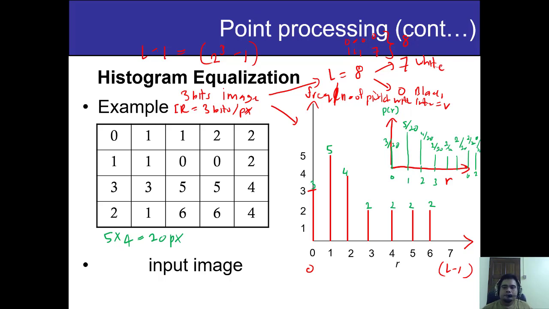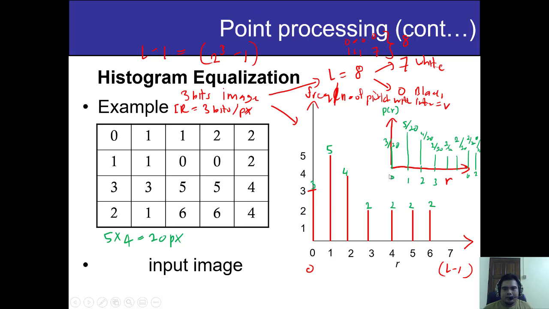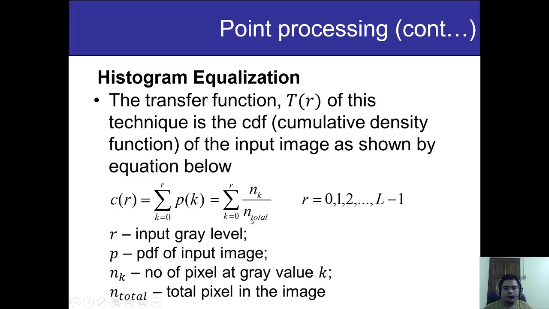So this one is according to this formula. Because the number of pixels where the intensity value is equal to 0, the first one, is equal to 3, so you get 3, and then you divide by the total number of pixels. Same goes for this equation. You divide by 20, divide by 20, and 20 is the n total there.